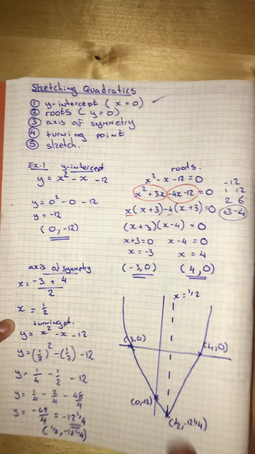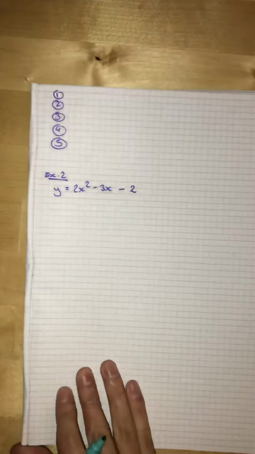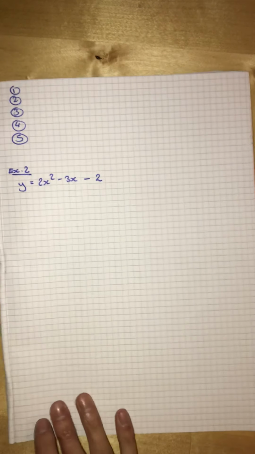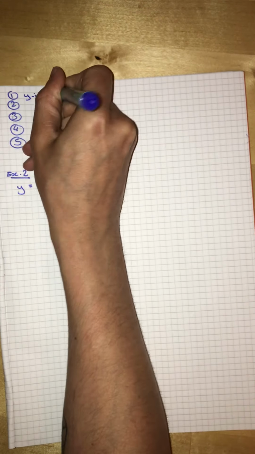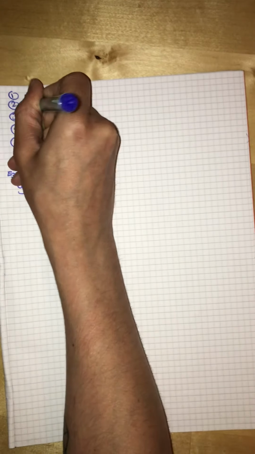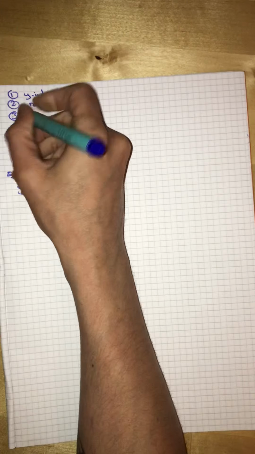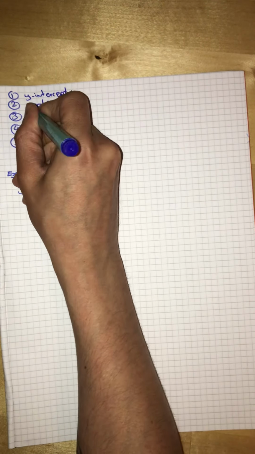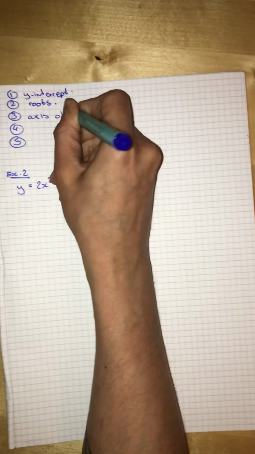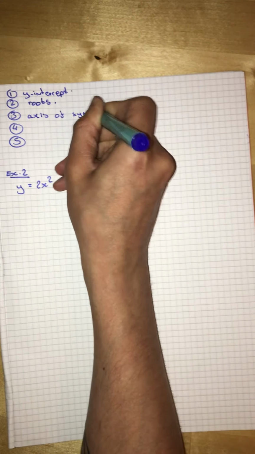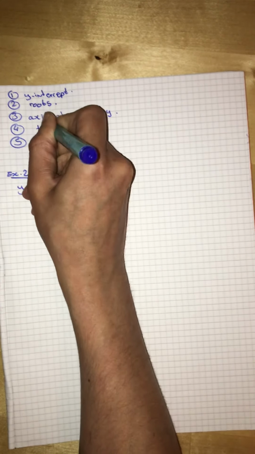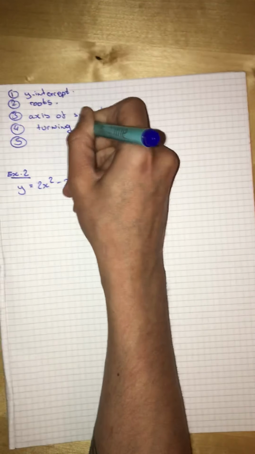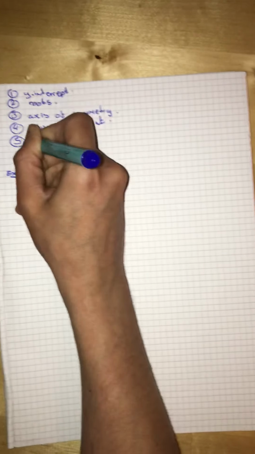Okay, so do another one. So remember the 5 steps: y-intercept, roots, axis of symmetry, turning point, and then sketch.